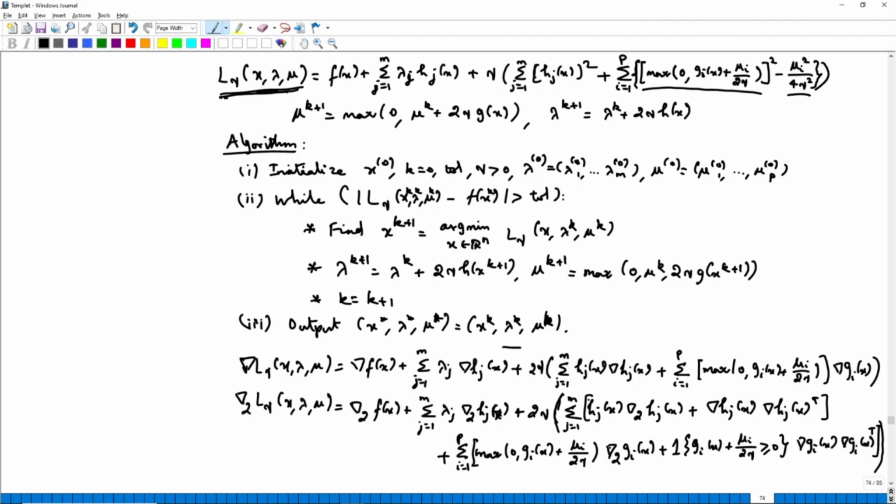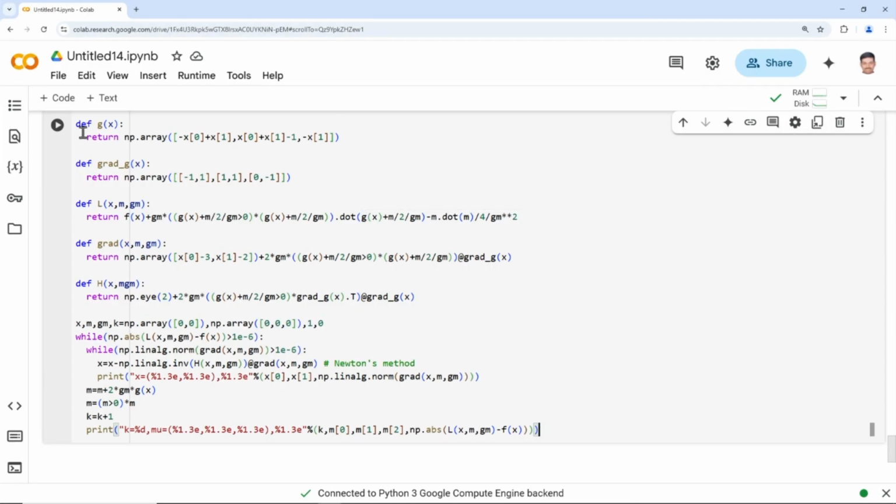So this code is just what we have here. So the initializations, what I have written down as the algorithm: we have initializations, and there is a loop that is going on. In each loop we are finding the minimum of the augmented Lagrangian function when lambda k and mu k are constants, and after that, fixing x as constant, we modify lambda and mu, right. So this loop goes on, and whenever the augmented Lagrangian function is close to the actual function value, then we stop. So that is exactly what we are doing here. So let us check if this works.